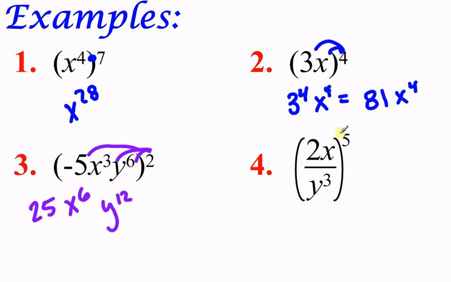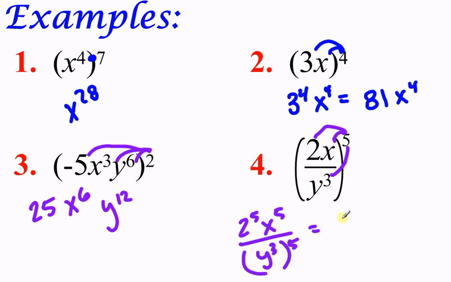Final one here, again, we are sending the power to every item top and bottom of the fraction. The 2 gets it, the x gets it, so does the y. So 2 to the 5th, x to the 5th over y to the 3rd to the 5th. And let's just go ahead and simplify a little more. 2 to the 5th is 32. X to the 5th is good as it is. These two powers can multiply together, and we're left with y to the 15th.